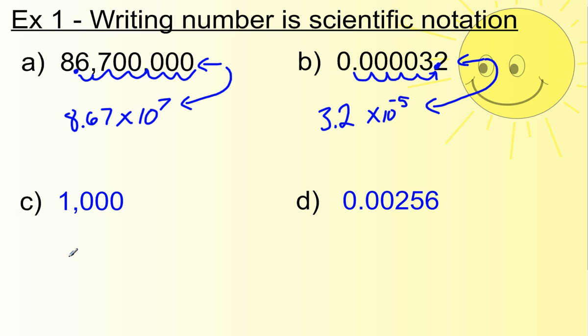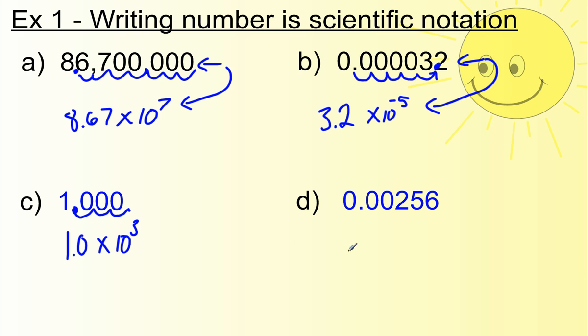Alright, first one. You should get, well, we want the decimal here, so it'd be 1.0 times 10 to some power. Well, if it started here, 1, 2, 3, so it's to the 3rd power. 1.0 times 10 to the 3rd.